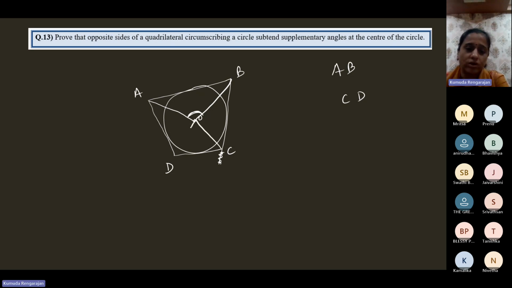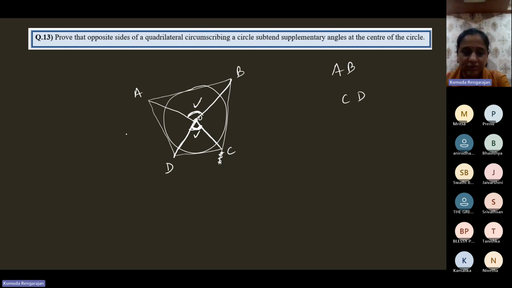Angle COD is the angle subtended by side CD at the center. You should join C to O and D to O. Join A to O and B to O. These are the two angles subtended by the opposite sides AB and CD at the center. You must prove that these angles are supplementary, that this angle plus this angle is equal to 180 degrees.